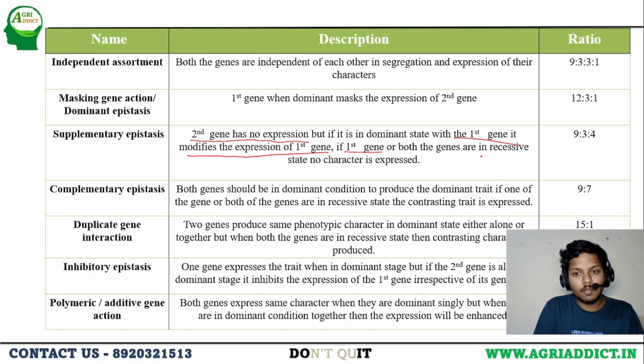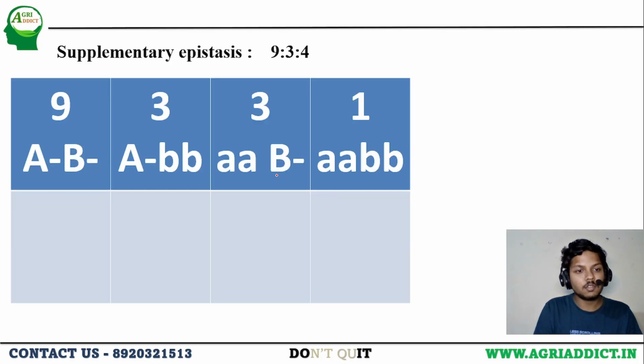if the first gene is recessive or both the genes are in recessive state, then no character will be expressed. Suppose here B is the second gene, A is the first gene. Here B is in dominant state, so A will be modified as A dash. Here B is in recessive state, so A will be expressed as A. Here B is in dominant state, but the first gene is in recessive condition, so no expression. Here also the first gene is in recessive condition, so no expression.